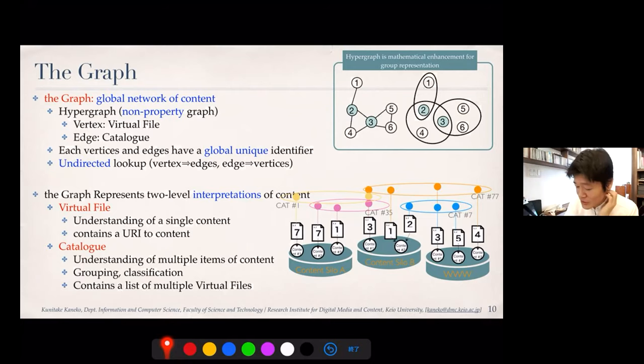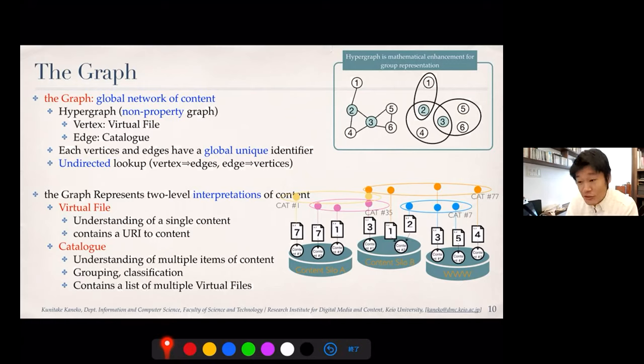Undirected lookup means going from 1 to 2 is fine, and 2 to 1 is fine; any movement is fine. It's totally different from the World Wide Web system, where a hyperlink is one way, okay? Just imagine how we would go through all the edges if all the roads were one way, right? If they are bidirectional, we can easily walk through the town.